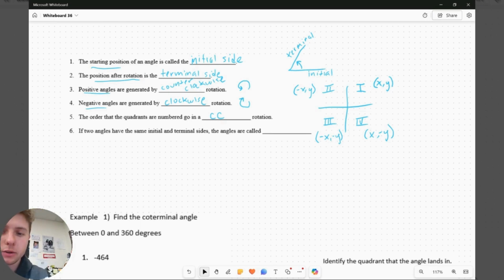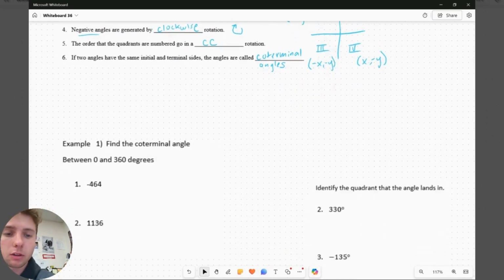Number 6, if two angles have the same initial and terminal side, we call those coterminal angles. Coterminal angles are just angles that start and stop at the same position. Realize if you go in the negative direction or the positive direction, you could end at the same spot going different amounts. Or if you just go in a circle, we're just talking about rotations. You could rotate multiple times in a circle before stopping as well, giving you the same thing.